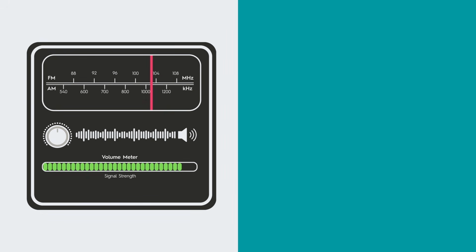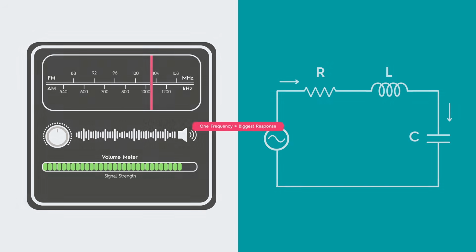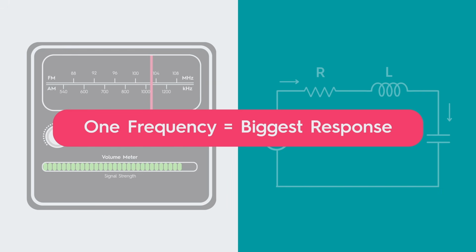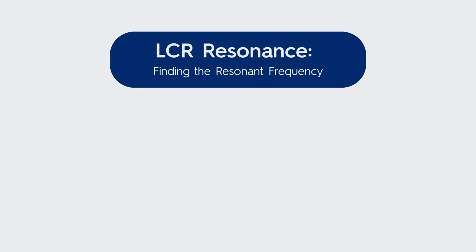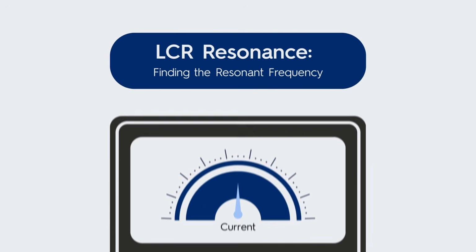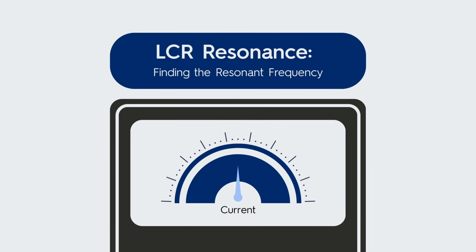Ever notice how a radio station comes in loud and clear at one dial position, but fades when you drift away? Circuits can do the same thing. At one special frequency, the response spikes. In this video, we're exploring LCR resonance and using visuals to understand resonant frequency, the frequency that gives the maximum current for a fixed source voltage.